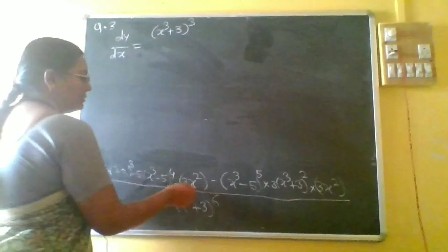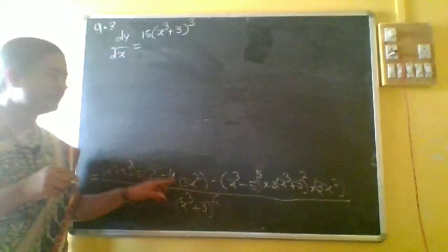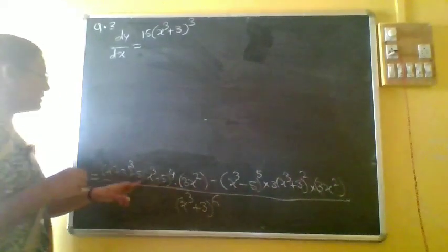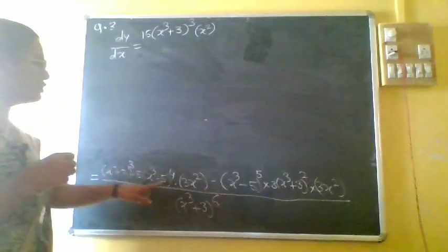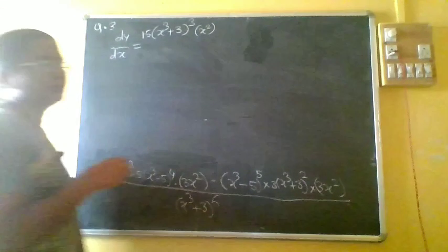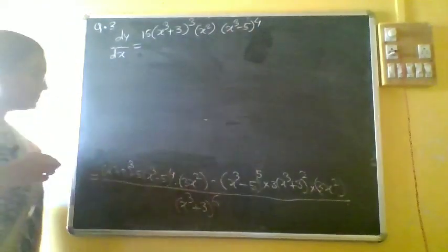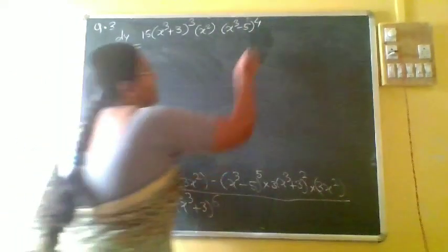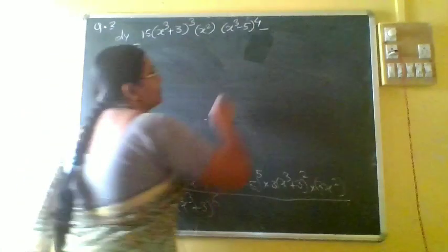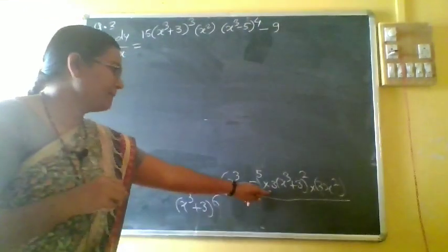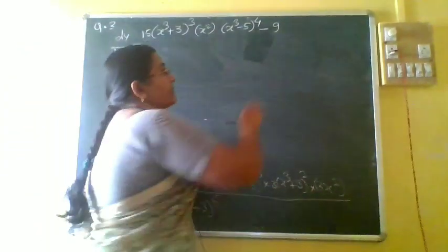into 5 into 3 is 15. This becomes 15x square, x square keep as it is, and (x cube minus 5) raised to 4. And the minus sign, 3 into 3 is 9x square. This 3 and this 3 make 9, and this is x square.